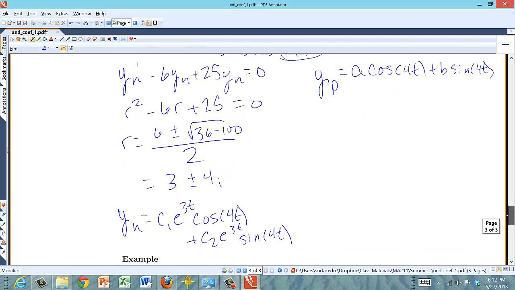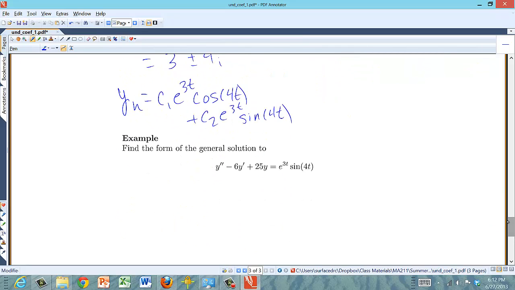Okay? And if we look, none of these terms are going to solve the associated homogeneous equation, right? A constant times cosine 4t is not going to solve the associated homogeneous equation. A constant times sine 4t, that's not going to solve it. So we're good to go. This is the correct guess.